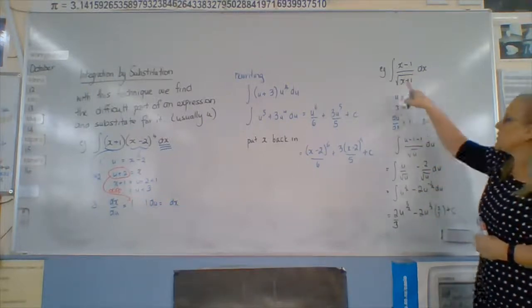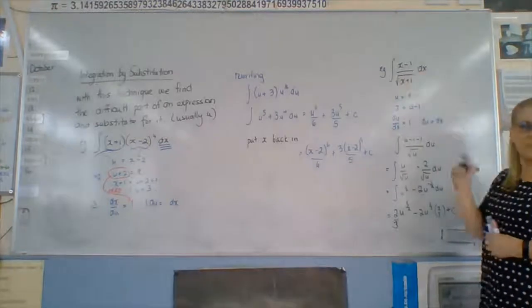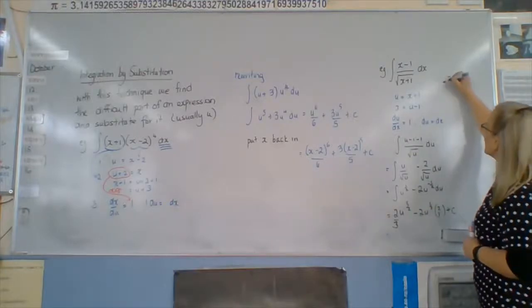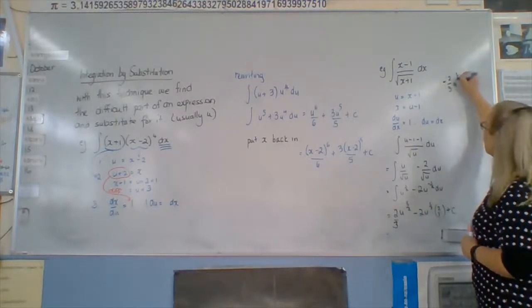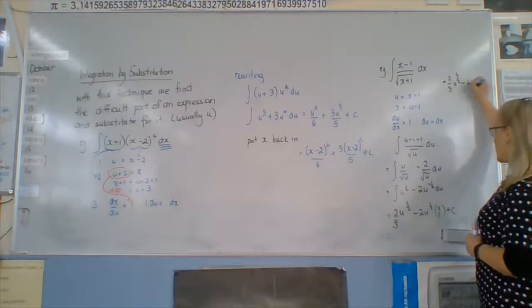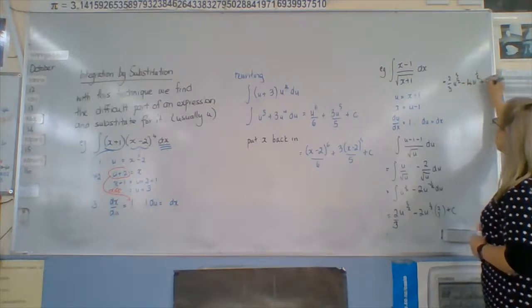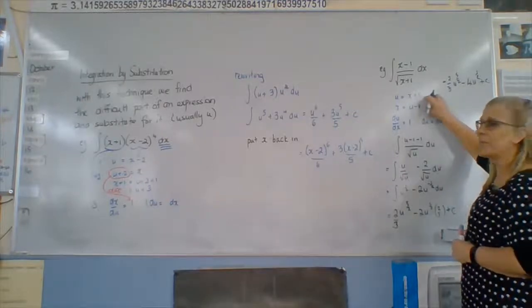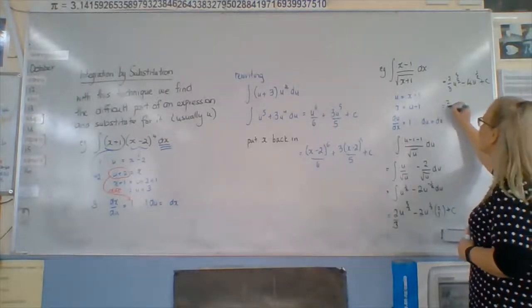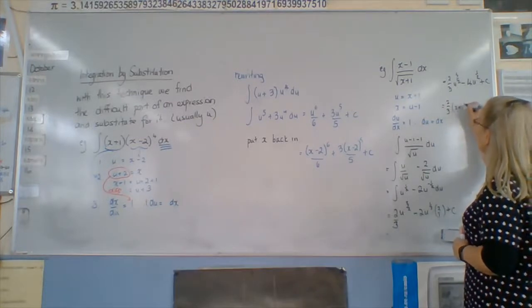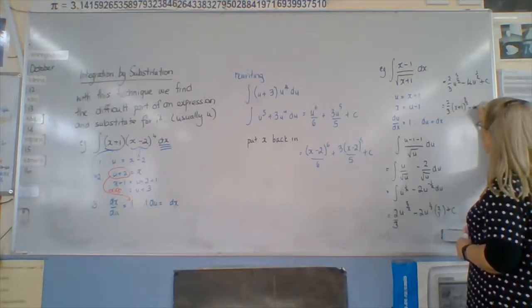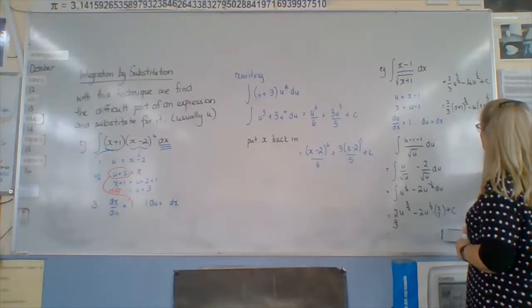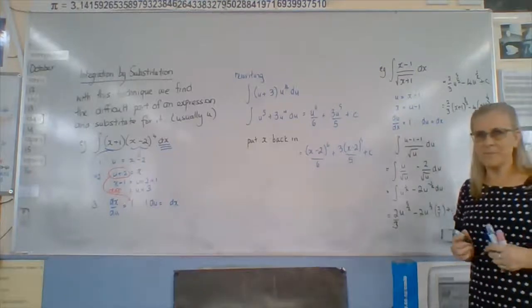It comes from the x, which is u minus 1, minus 1. Okay, so now we've got that, which really nicely writes out to 2 over 3 u to the 3 over 2 minus 4 u to the half plus c. We now have to put our u back in again, and our u is equal to x plus 1. So the answer is that.